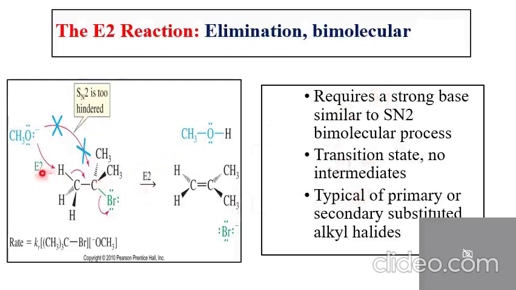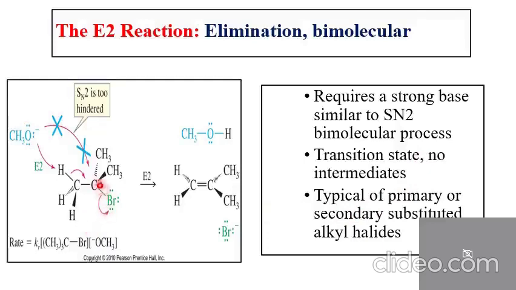E2 requires a strong base. If the base is strong, the rate of the E2 mechanism will be faster, similar to the SN2 mechanism. Then in the E2 mechanism, there is no transition state, no carbocation intermediate. Then it is actually operating in tertiary substrate. Rate of reaction will be more in tertiary, then secondary, and then primary.